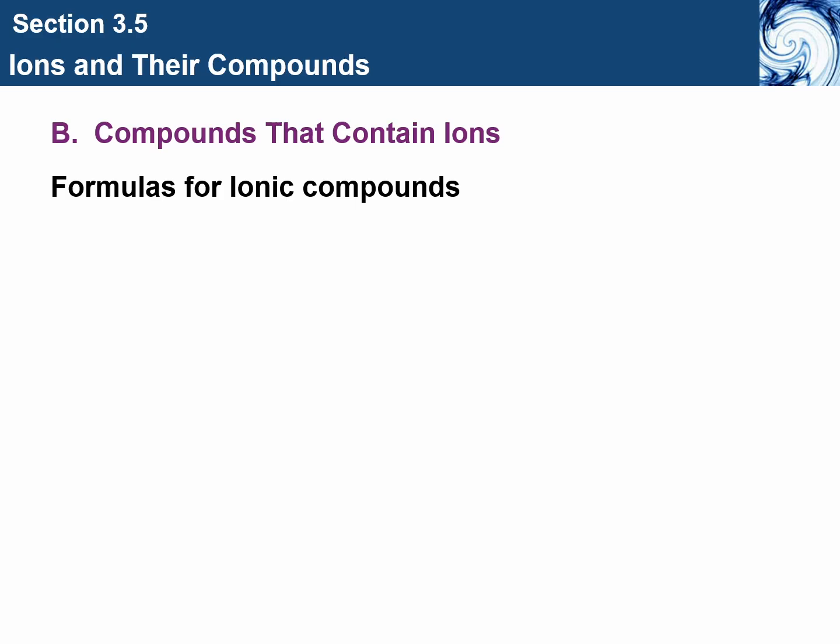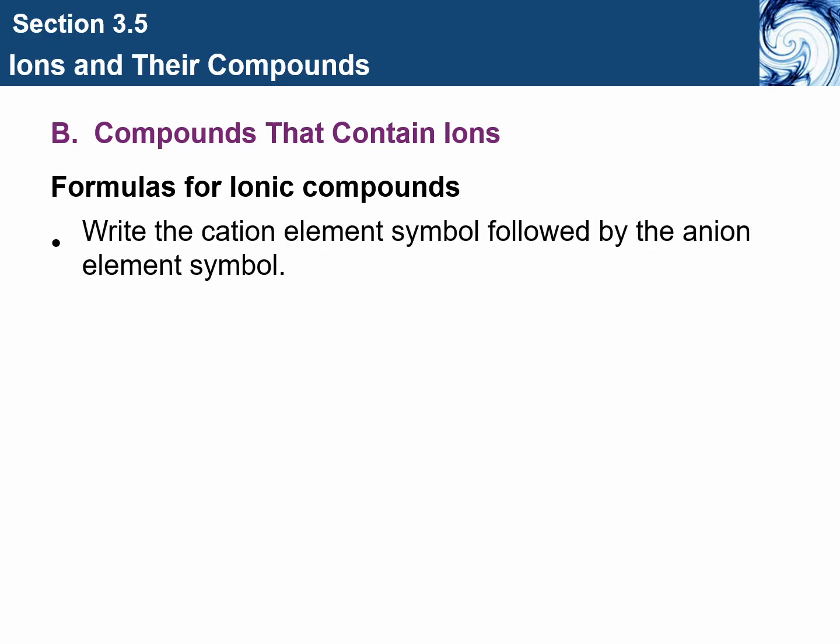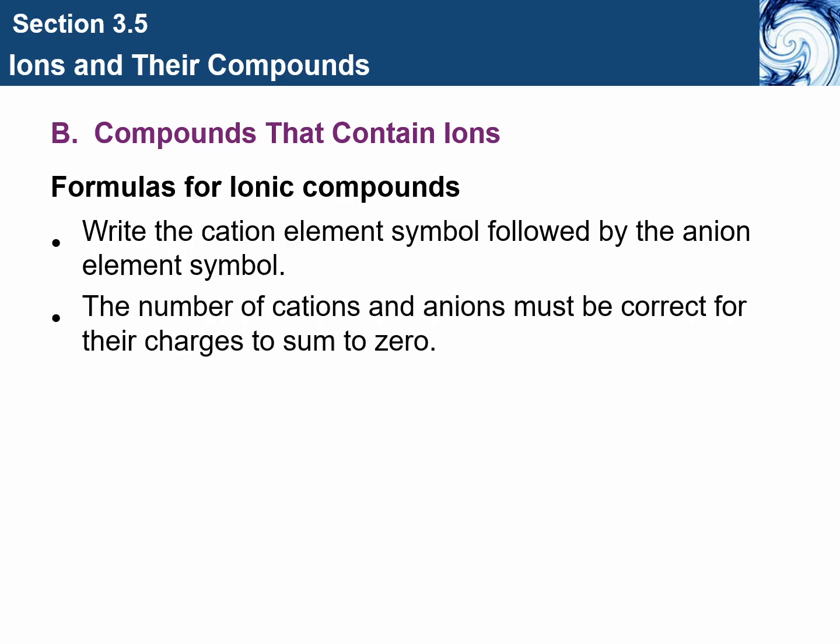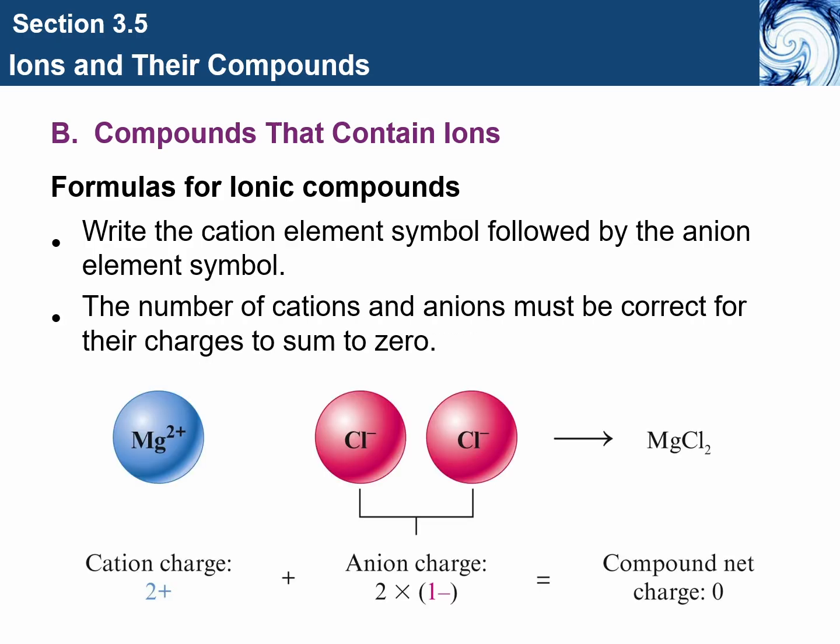Formulas for ionic compounds. When we write our ionic compounds, the cation element always goes first, and the anion element always goes second. Then we choose the smallest whole numbers of each ion to make the total charge equal to 0. So if we look at this diagram, the diagram shows us the magnesium ion +2 charge and the chloride ions -1 charge.